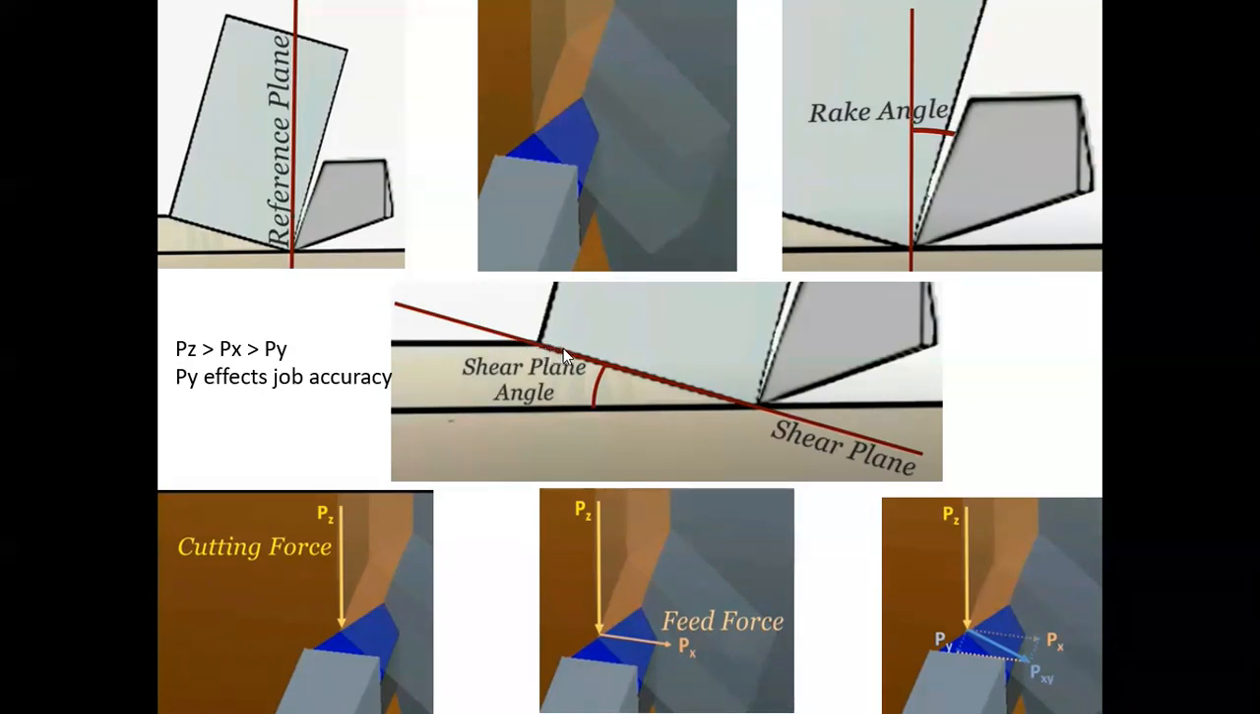Shear plane is a plane along which primary shear occurs, and the secondary shear occurs between the chip and the rake face. This shear plane angle is represented by phi.